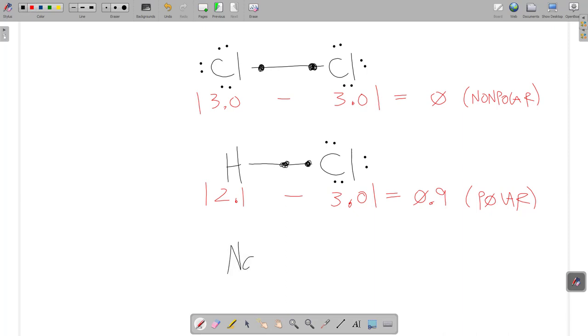All right, so let's look at the last situation here. If I have Na and Cl, now those electrons are right next to Cl.